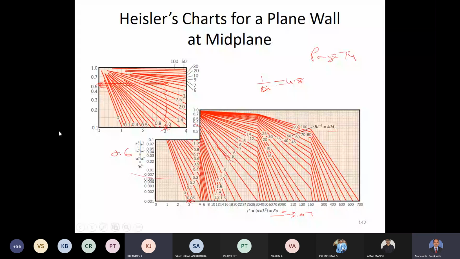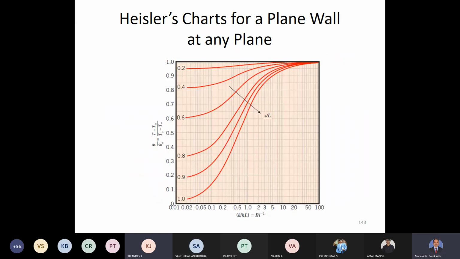Now tell me what's the y-axis value. It's coming somewhere close to 0.8. Now read accurately: it's not 0.8, it will be close to 0.6.